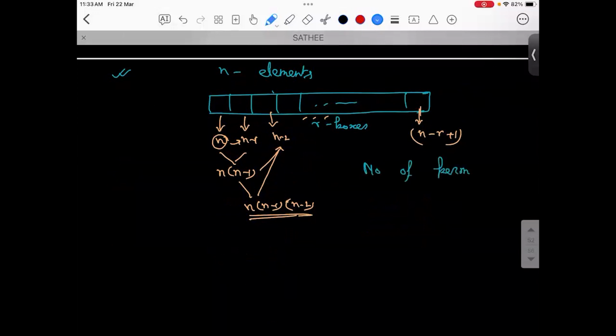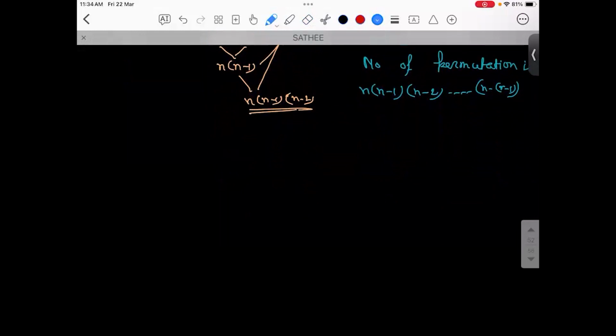And after multiplying, we get the result that the number of permutations is n into n minus 1 into n minus 2, and so on up to n minus r plus 1, which one can write like this also, n minus r minus 1. Both are the same. Okay. Now, how can I write it by a simplifying method? For that, we have to get introduced to the factorial concept. So what is the factorial concept?